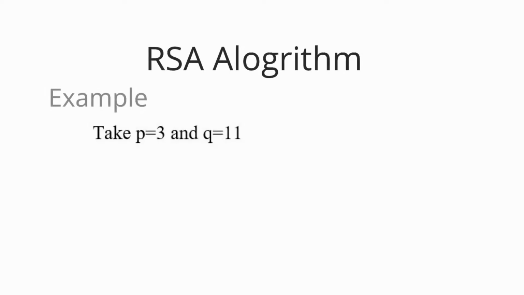Let's see an example. Take p equal to 3 and q equal to 11. Now we have to calculate n. We have a formula for n. Now substitute the values for p and q. It gives n equal to 33.